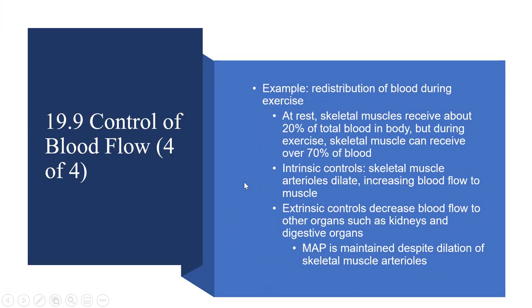So let's take a look at the last of the control of blood flow. For instance, when you are redistributing blood during exercise, you know that exercise really moves blood very fast. It involves the movement of many organs and many parts of the body, most especially the skeletal muscle. At rest, skeletal muscles receive only about 20% of the total blood in the body. But during exercise, the skeletal muscle can receive over 70% of the blood. Now that's really a good amount of blood getting into the muscles.